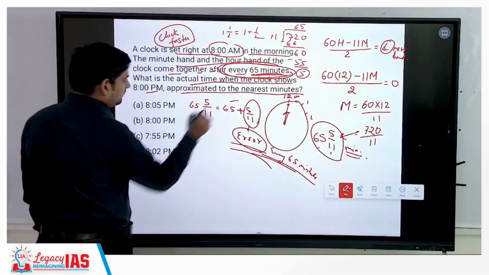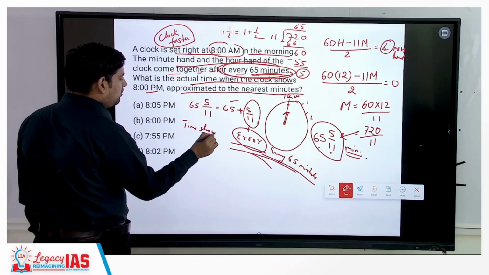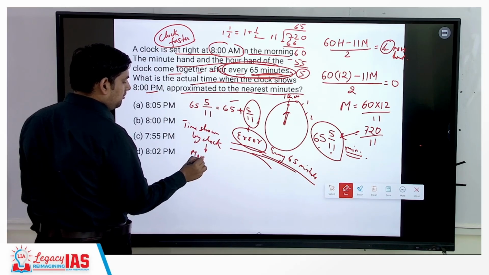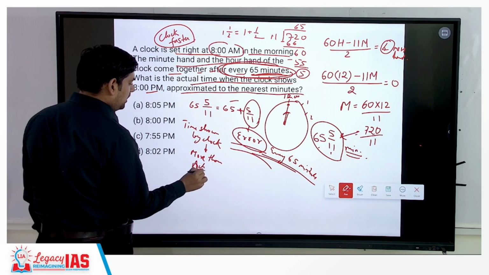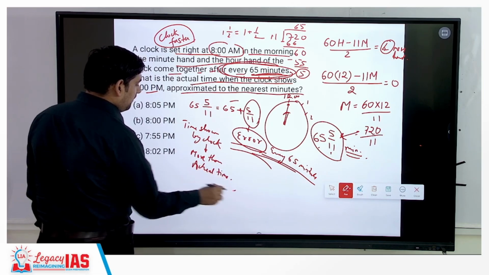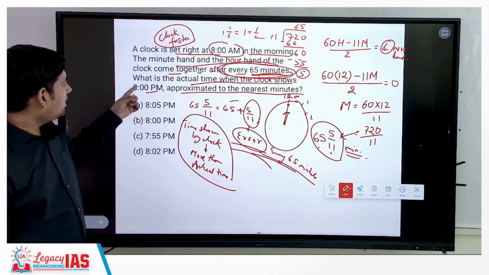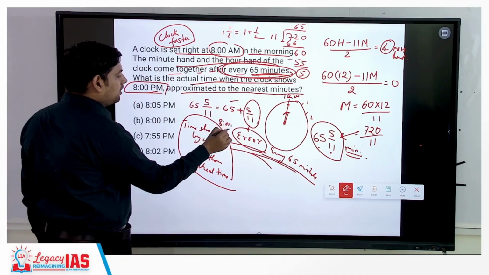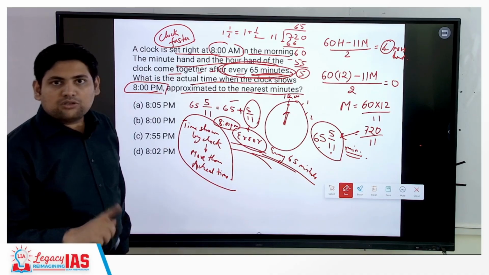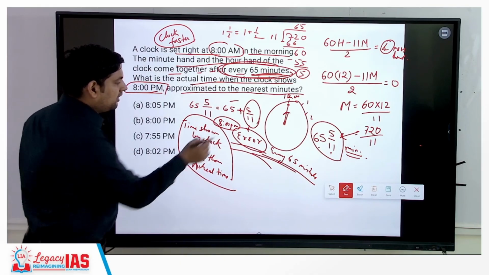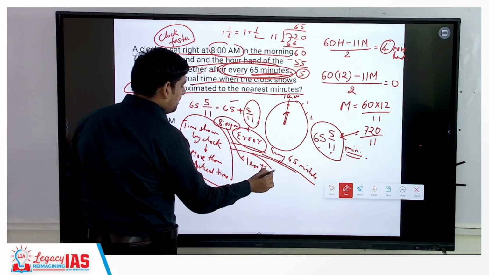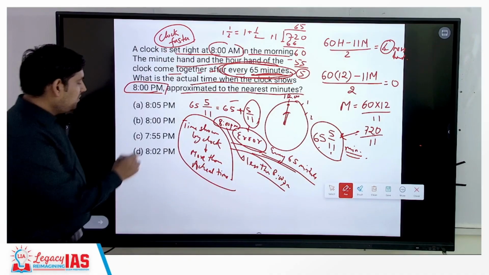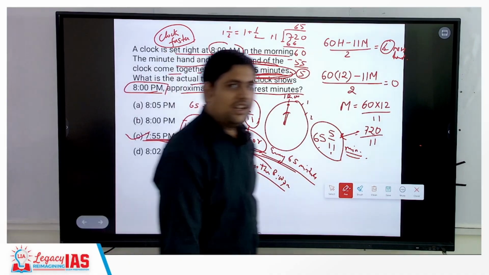That means time shown by clock is more than actual time. Once you get this, then it becomes easy. What it says, what is the actual time when clock shows 8 p.m.? Now, if the clock is showing 8 p.m., this clock always shows time more than the actual time. So the real time will be something less than 8 p.m. Which option is something less than 8 p.m.? Only 7:50. So this becomes your answer.